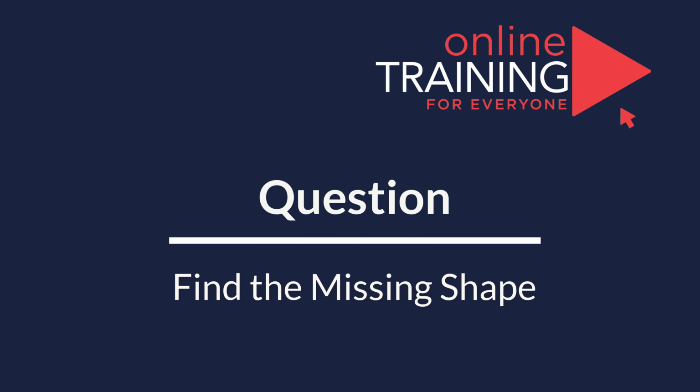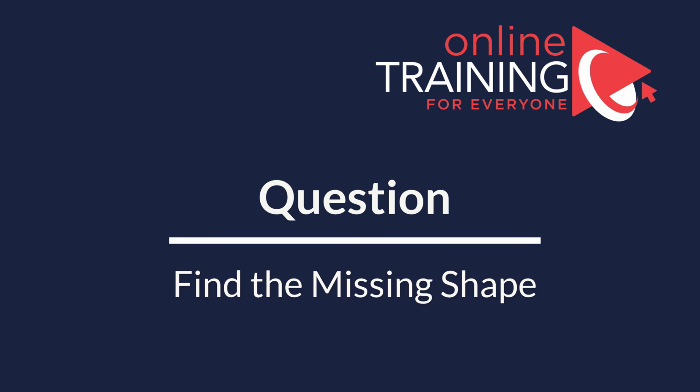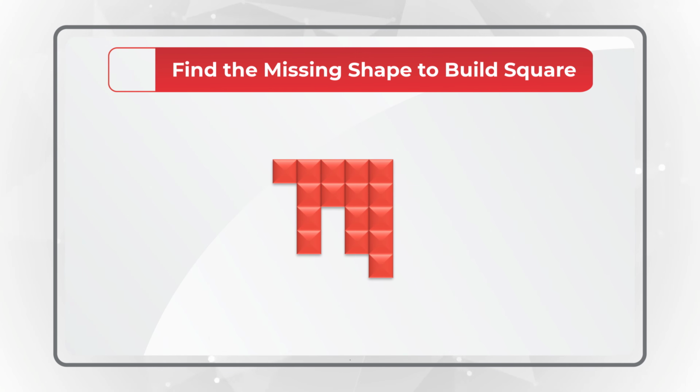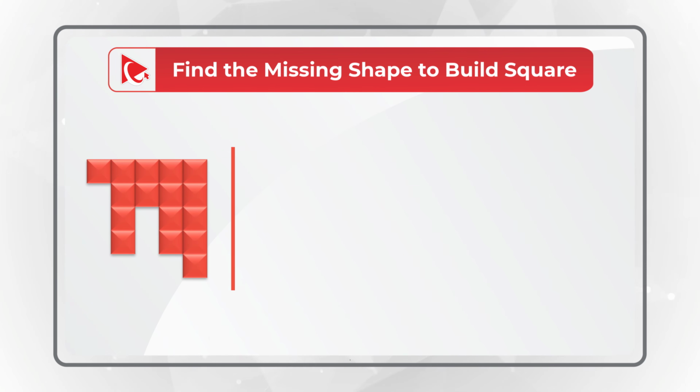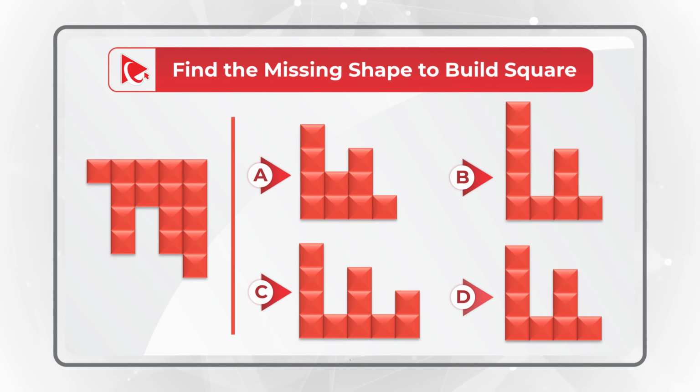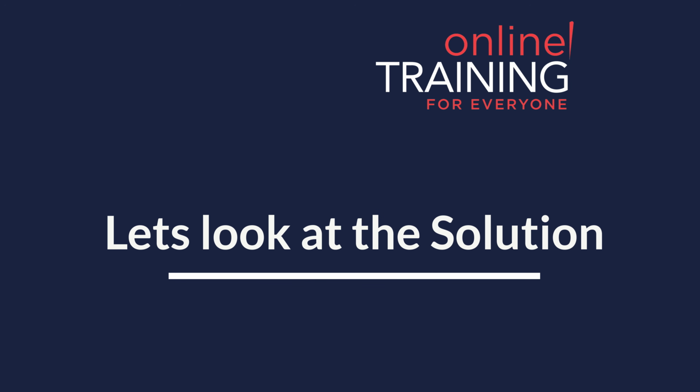Here's a very interesting question to test your spatial reasoning. You're presented with partial square, and you need to find the missing shape to build the full square. You have 4 different choices to choose from to complete the square. Choices A, B, C, and D. Take a close look to see if you can come up with the answer. And on my end, I am moving forward to share with you the correct solution.